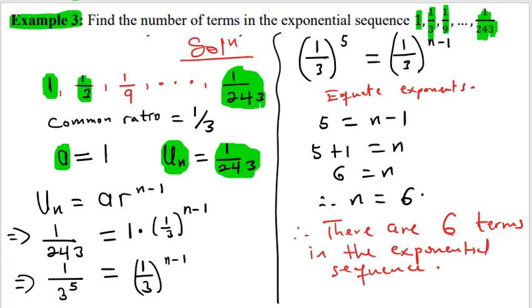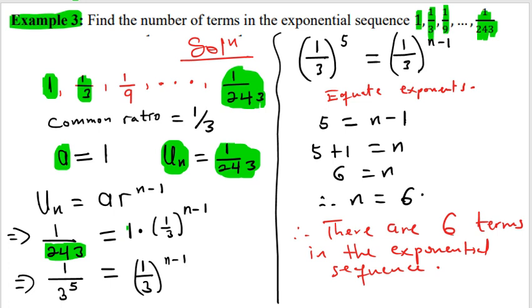So let's substitute it into the general formula. It means that UN is 1 on 243. Then my A is the first term, which is 1. The common ratio is 1 on 3. Then exponent n minus 1. Now we need to simplify and find n. So what we do is that 243 can be written in terms of indices as 3 to the power 5. 1 times any number is the same number. So we still have 1 on 3, n minus 1.